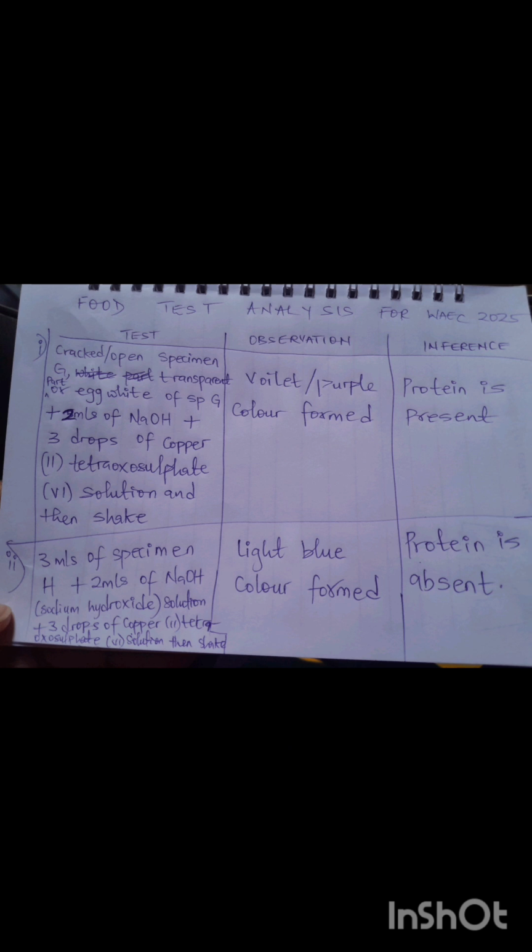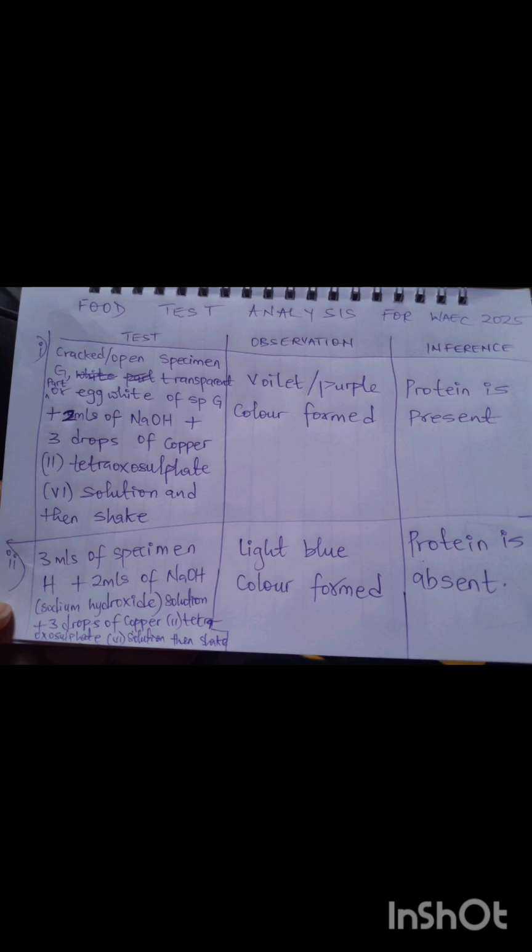When you add that, then under observation, you will notice that immediately, remember when you add sodium hydroxide, the color never changes, it's still transparent. But when you add copper 2 tetraoxysulfate, because copper tetraoxysulfate is already blue, when you add it, it will just remain blue. That's the color you're going to get. That's why I said under observation you get light blue color is formed. Are you following? Light blue color is formed is what you get.